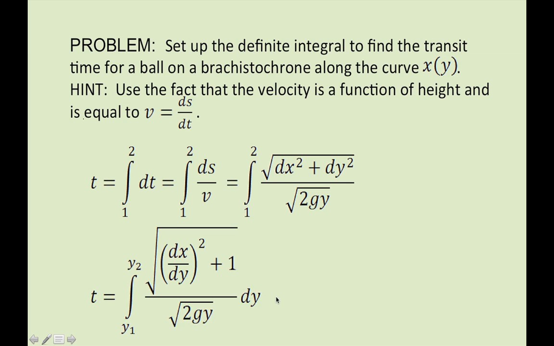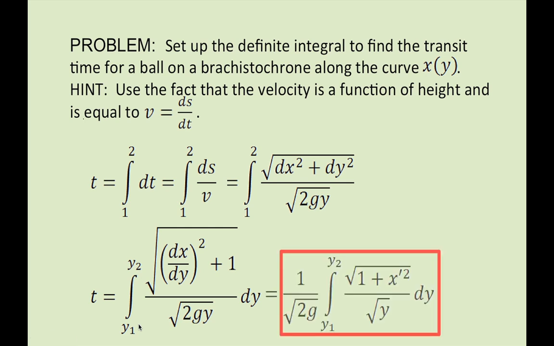Finally, the last step is to factor out the dy to change the definite integral limits from y1 to y2. And voila! We now have found the definite integral that gives the transit time for the ball in the brachistochrone problem. We've just got one more definite integral to set up, and that is for our soap film problem.